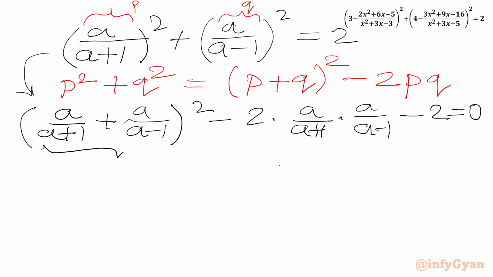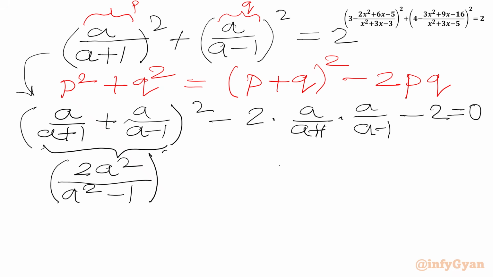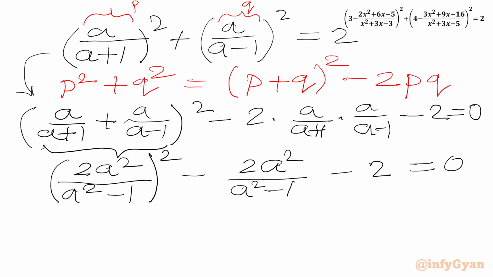Now we have to simplify this bracket first. So a square minus a plus a square plus a over. We will get a square plus a square, 2a square. So 2a square will be there in the numerator. In denominator it is a plus 1 times a minus 1. We will use difference of two squares formula and write a square minus 1 over there. Then we have whole square minus 2a square over a square minus 1 minus 2 equal to 0. Now this is one quadratic equation in 2a square over a square minus 1.